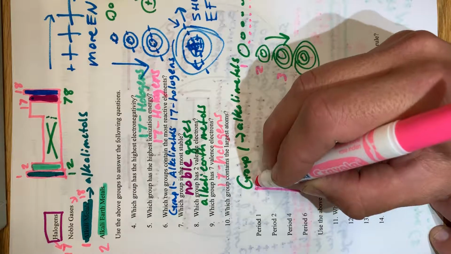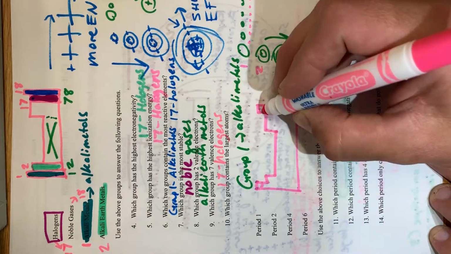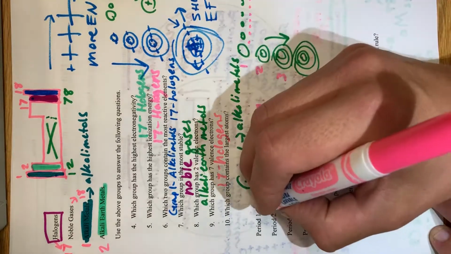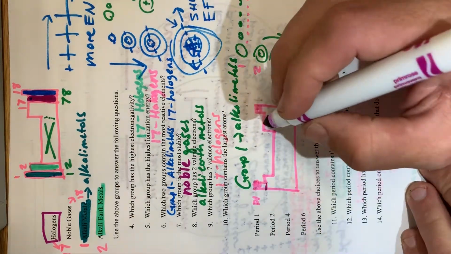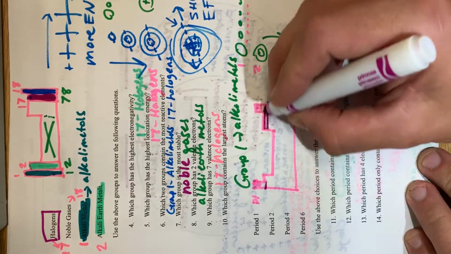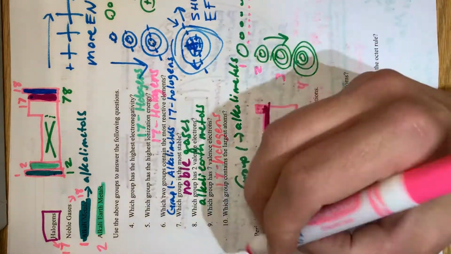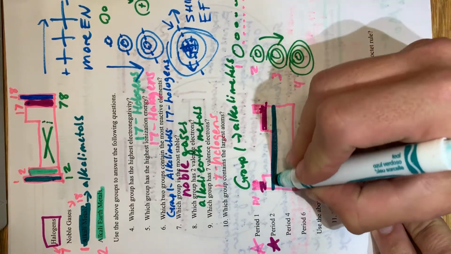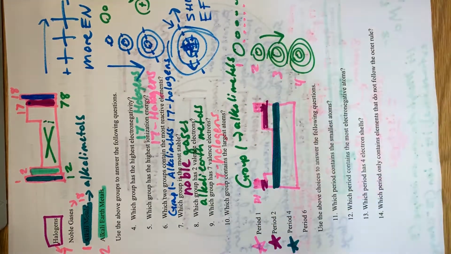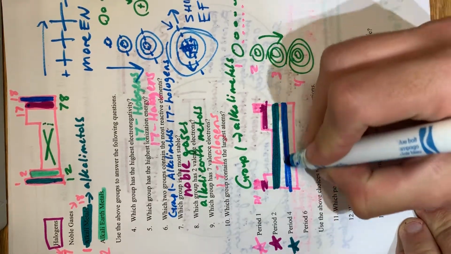Okay, so you've got this is going to be period 1, followed by period 2, followed by period 4, which would be this guy right down here, followed by period 6, which is next to last down here. Okay.